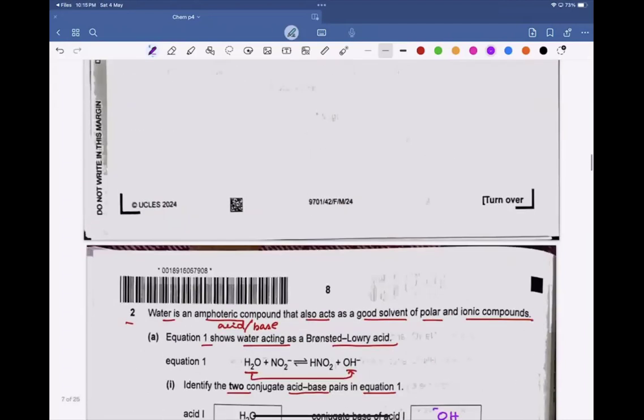Okay, Mariam, why not? What is an electrophile? Can you define an electrophile, what it is?